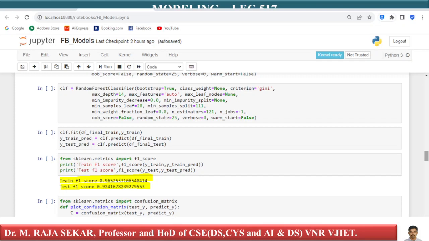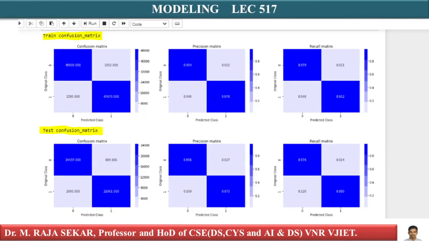We also plotted the confusion matrix. I request all of you, we already recorded a lecture on the confusion matrix, so before understanding this lecture, please go through that lecture. We plotted the confusion matrix to understand what's happening on the training data itself. We have the precision and recall matrices.